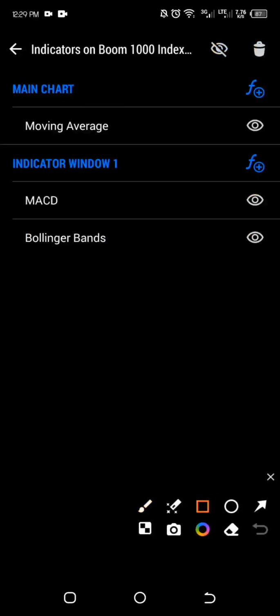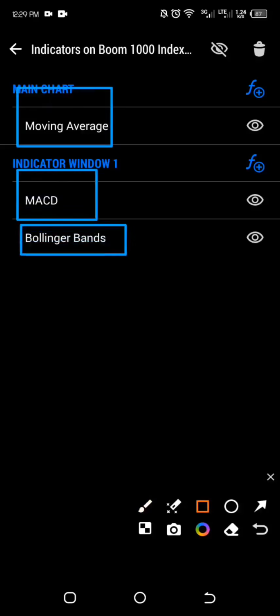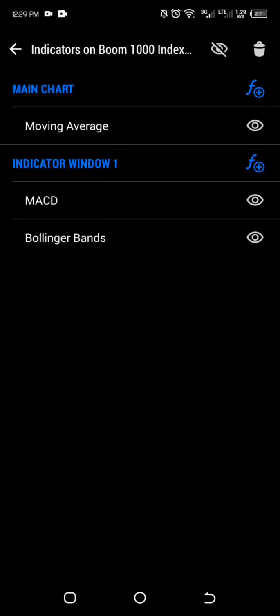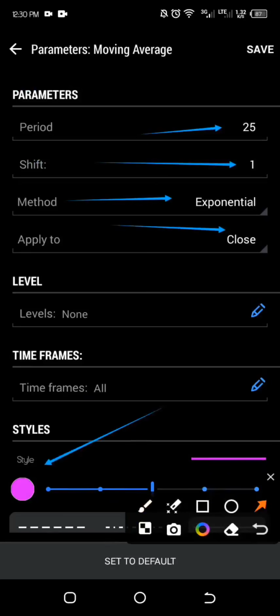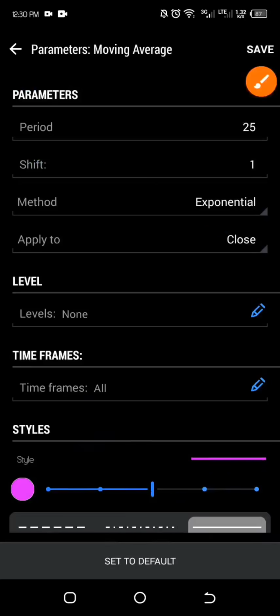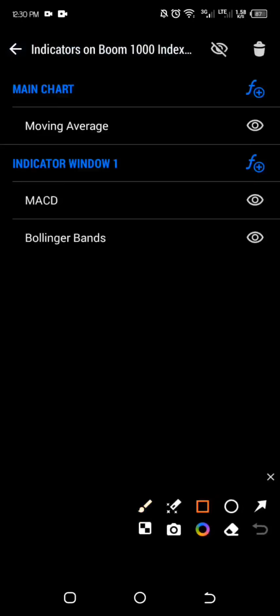In this video we are going to be dealing with just 3 indicators, and these are all the indicators we are going to be dealing with. Now the first one, which is this one right here. To set this up, you click on this F5 one right here. We search for moving average and these are the parameters. The period is 25, shift is 1, method is exponential, apply to close. And for the style, choose a color of your choice and click on save. So that is the first indicator we are going to be using.